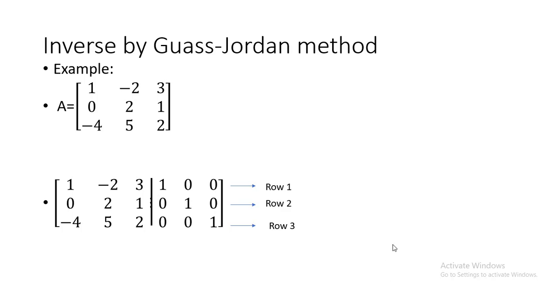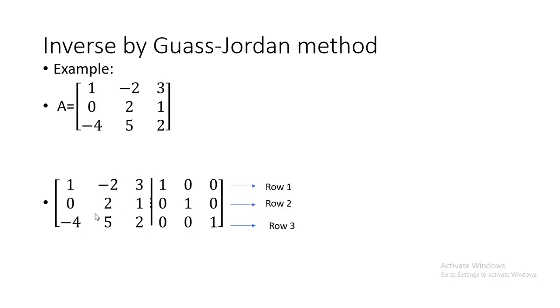The method for Gauss-Jordan is that we will be applying operations on these two parts. This line is called the augmented line. Augmented means that if you introduce a constant into a matrix, that is what we call an augmented matrix. I've introduced an augmented line, and after it I've written an identity matrix. On the left side I have written matrix A as it is, and on the right side is my identity matrix.